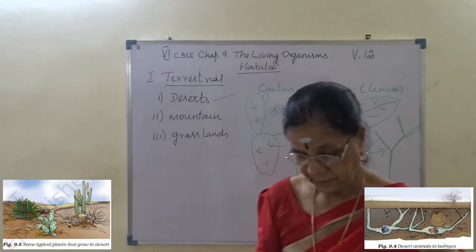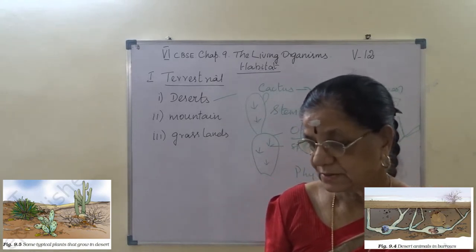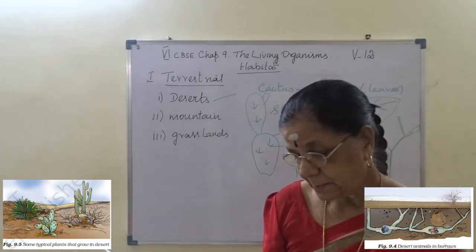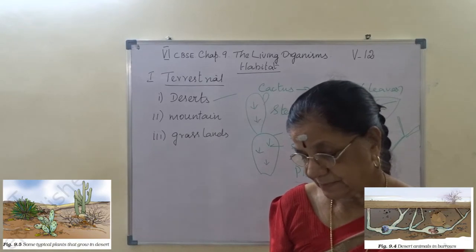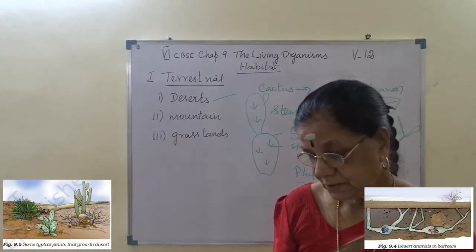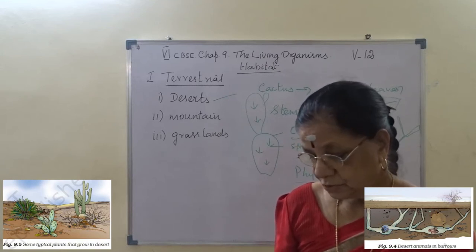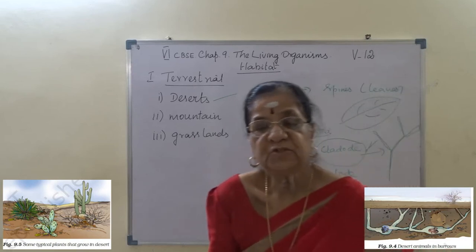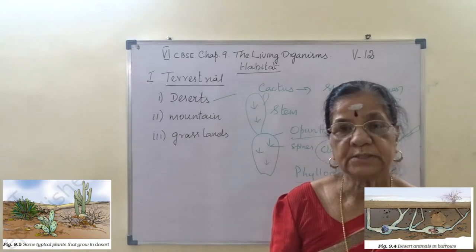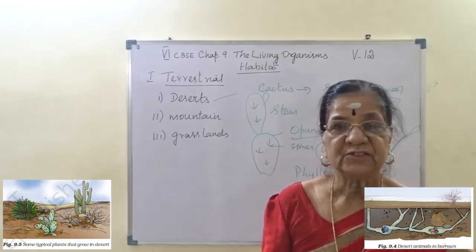Activity 3. Bring a potted cactus and a leafy plant to the classroom. We will do the activity in the classroom. Tie a polythene bag on some parts of the two plants. So we know transpiration. What is it? Evaporation of excess water in the form of water vapor, that is called transpiration.